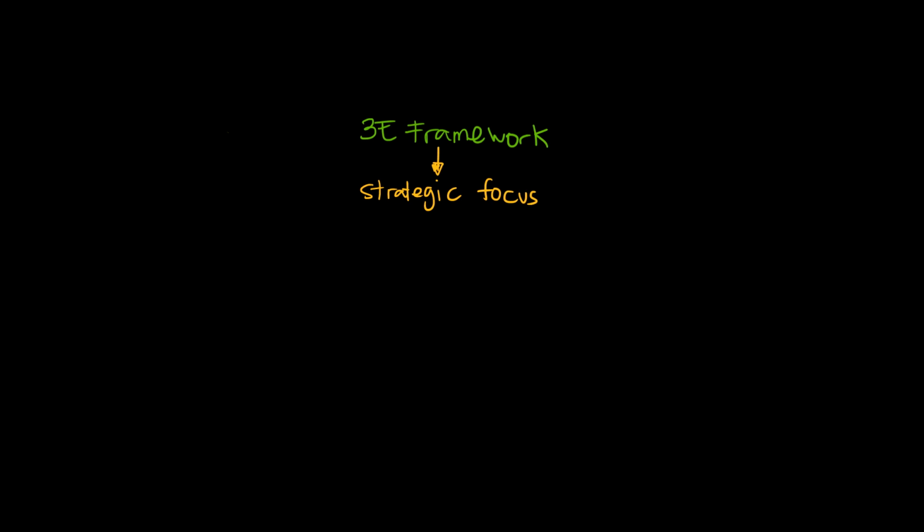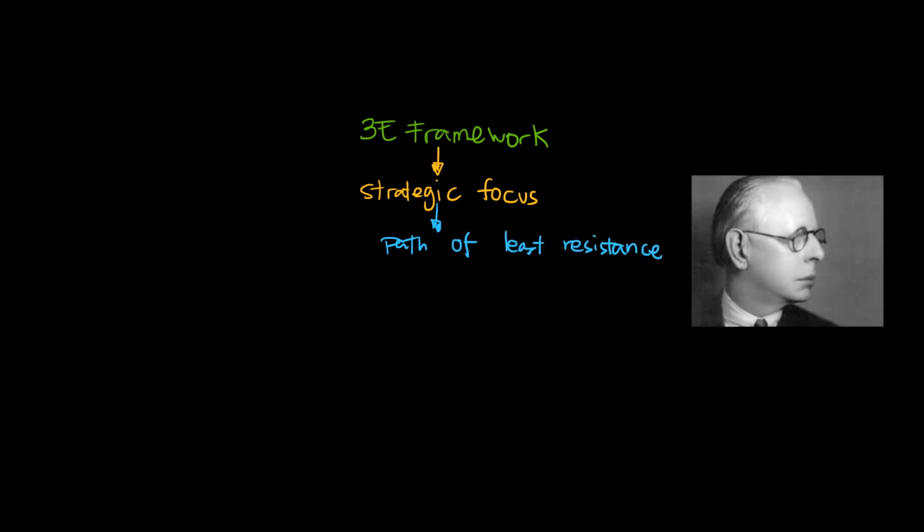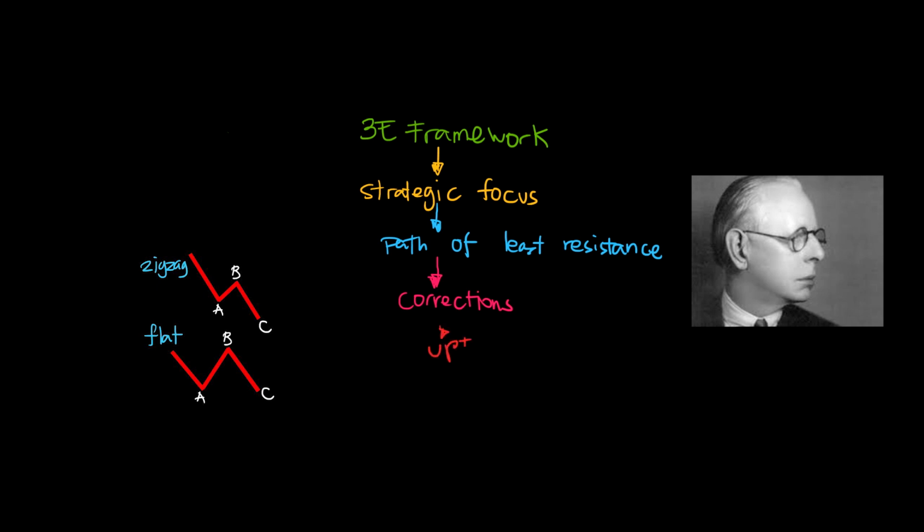Now, all traders know that the best path to a consistent and profitable trading account is through what is known as the path of least resistance. Using this system, the path of least resistance, and how we apply these operating principles that we've just learned is when we apply or when we focus on corrections, that means zigzags or flats inside uptrending or bull market environments. And that finalizes our 3E framework.